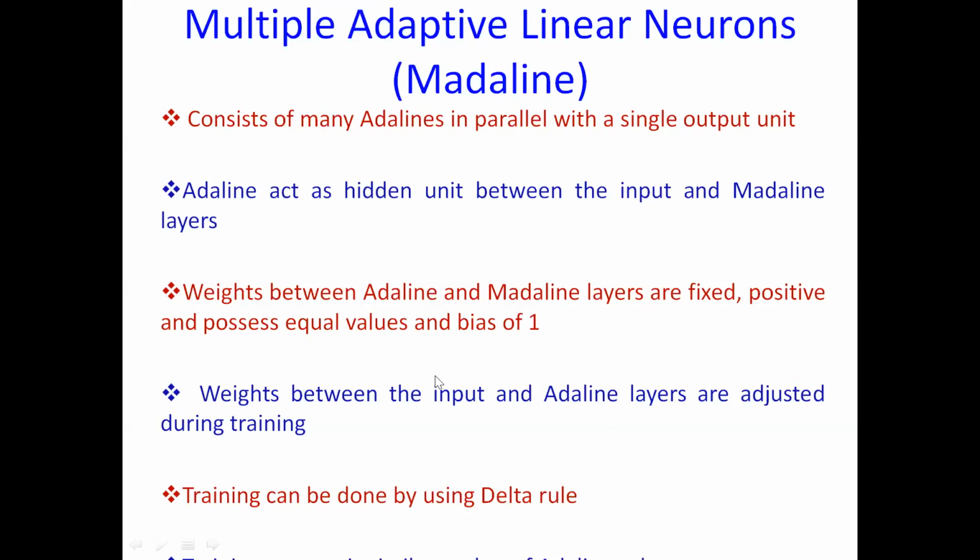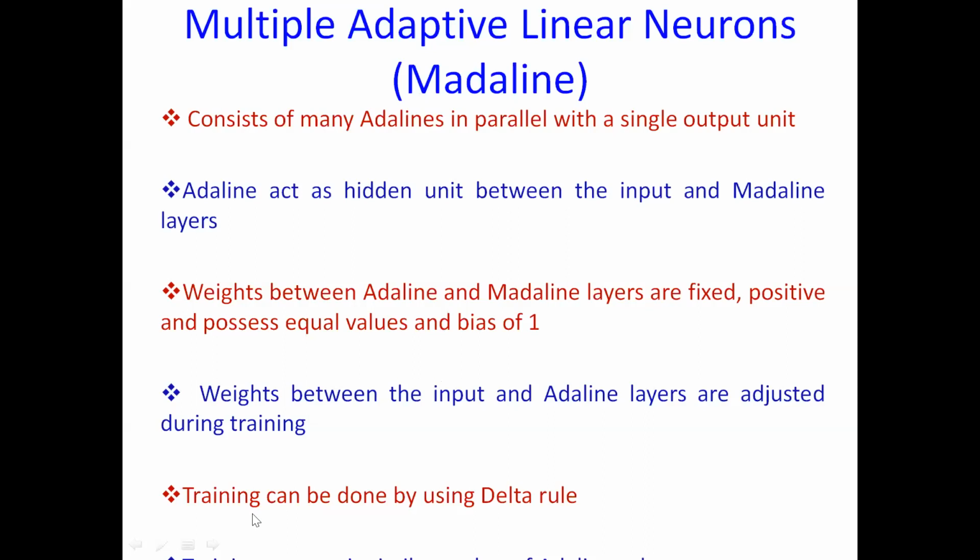In this very case, these Adaline neural networks act as hidden units. That means hidden layers, you can say. And those hidden layers are incorporated between the input layer and the Madaline layers. Now, weights between these Adaline and Madaline layers are usually fixed. That is positive. And they possess usually equal values, and a bias of 1.